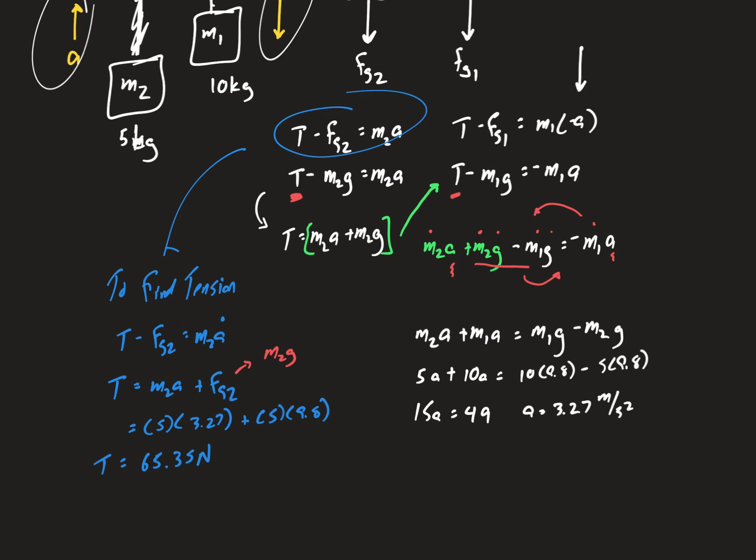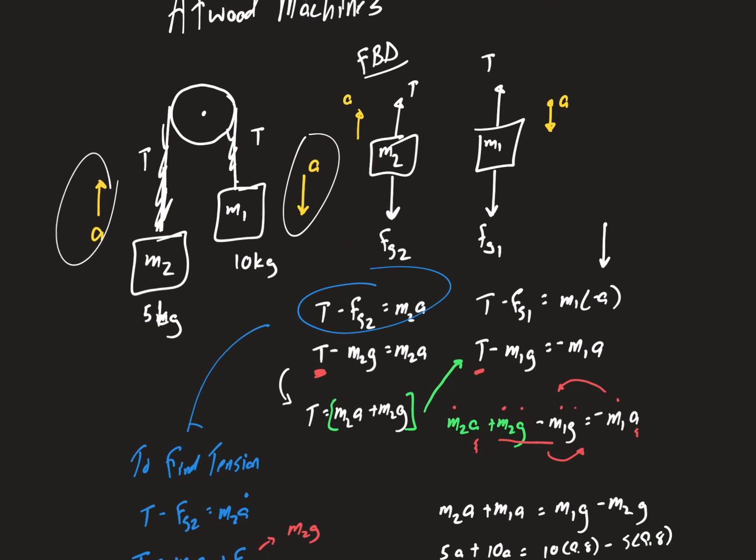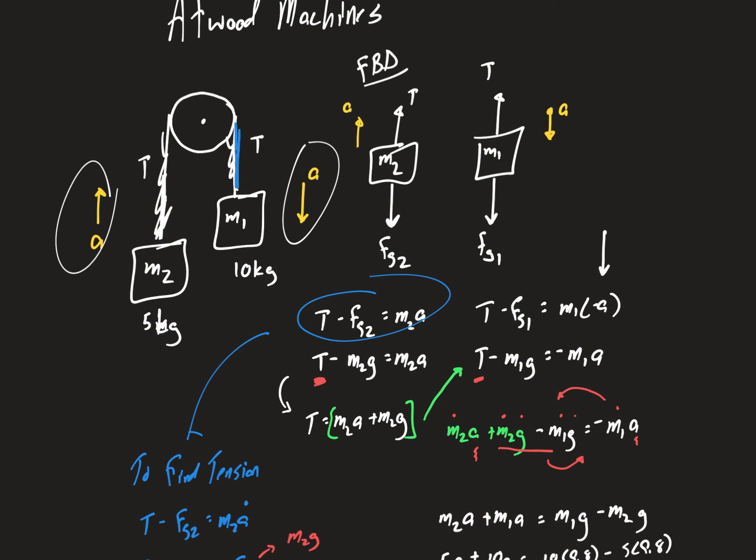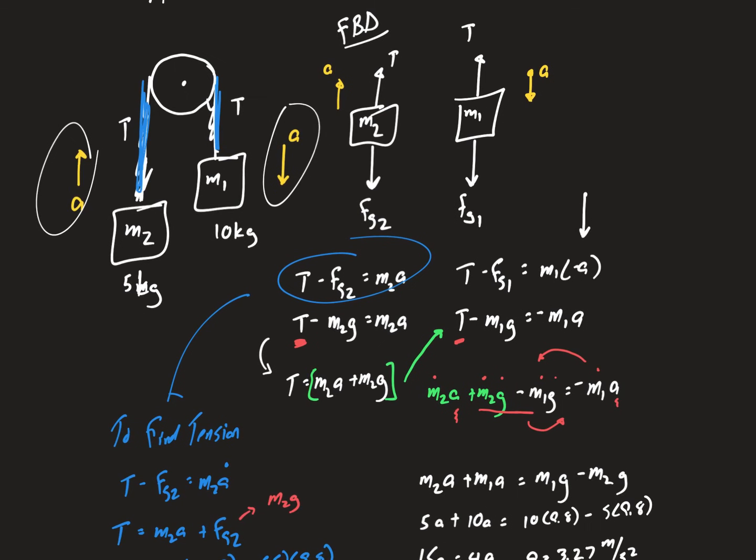So the tension in the cord will be about 65.35 newtons each way. Remember, because each one of these is connected by that same string, we're going to get the same tension for each one of those.